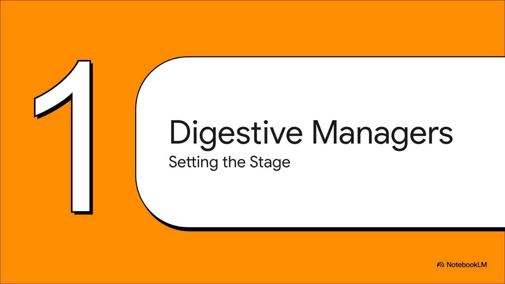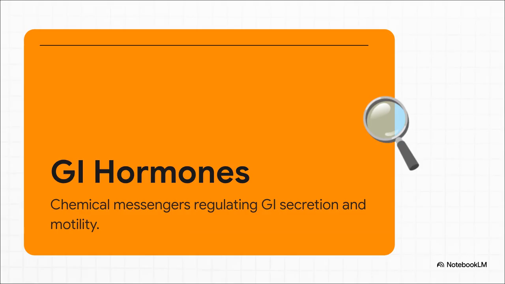Section 1. The digestive managers. Setting the stage. Let's dive right in and actually meet the floor managers of our digestive factory. So, before we look at specific chemicals, what exactly is a GI hormone? Well, they are chemical messengers secreted directly by nerve endings and specialized glandular cells right there in the GI mucosa. These aren't just abstract, free-floating chemicals. They play a direct, absolutely crucial role in regulating the specific machinery of secretion, which juices get pumped out, and motility, which is how fast the factory conveyor belt is actually moving.